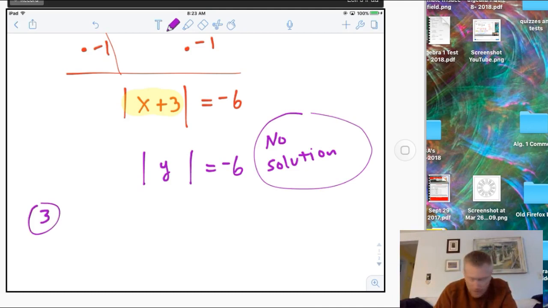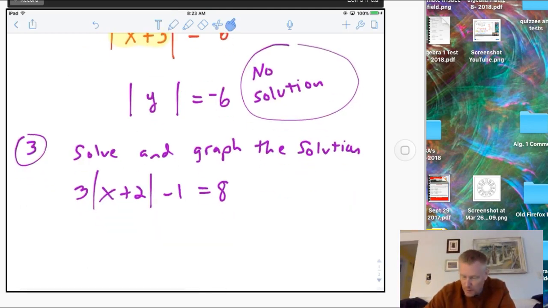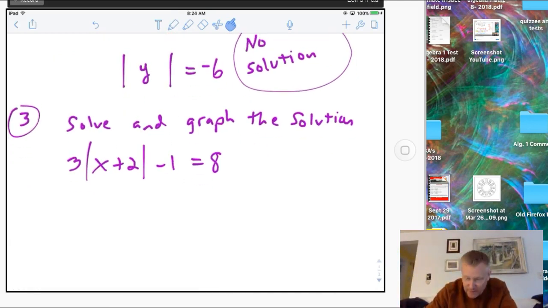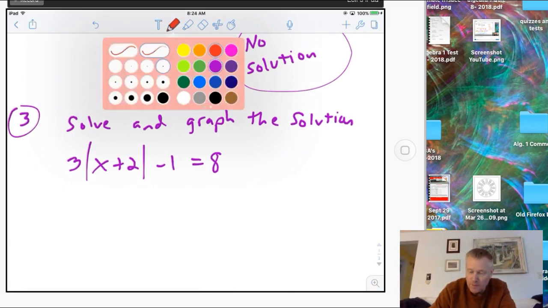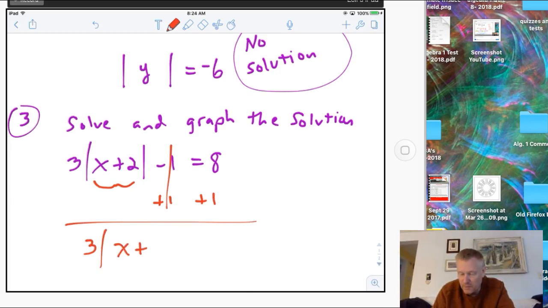Number 3, solve and graph the solution. And the equation is 3 times the absolute value of x plus 2 minus 1 equals 8. Okay, so this one, once again, the idea is to get that absolute value sign and what's inside of it all alone. So the first thing I'm going to do is add 1. Those will cancel. Then I'm left with 3 times the absolute value of x plus 2 equals 9.